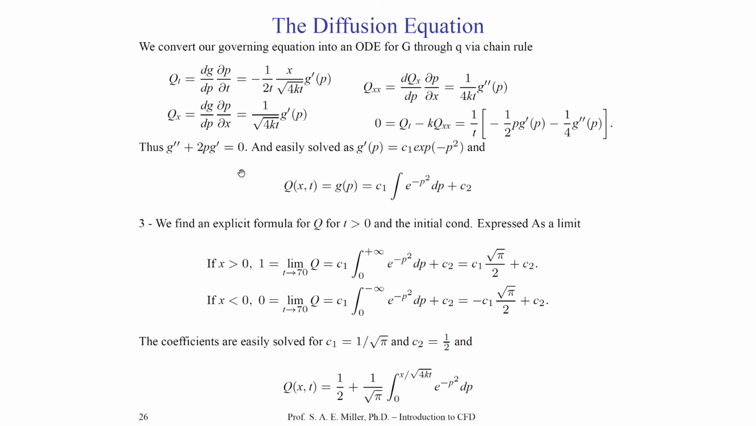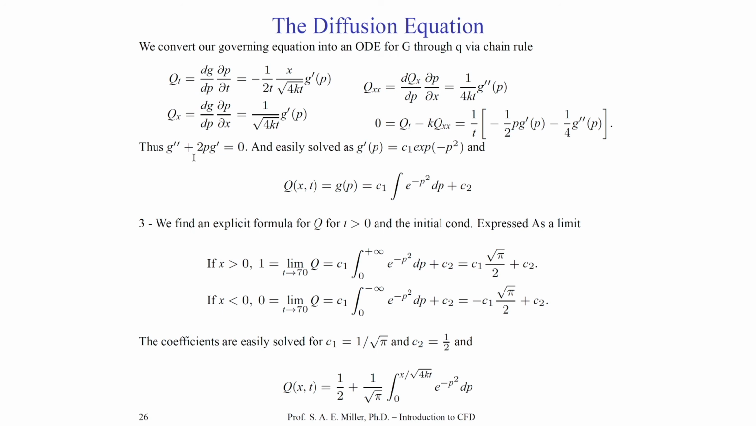And now you can solve for g prime of p, which will be c1, a constant, times e to the negative p squared. So this is just simply a second-order ordinary differential equation. Through these substitutions and careful choice of q, we are able to insert them and reduce them and move them back into the original equation and solve a second-order ODE just like you did in your differential equations class.